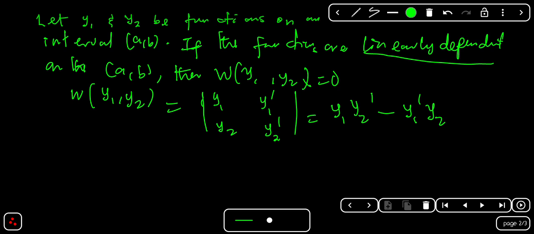Let's say after finding the Wronskian of the given functions, you get 0. That shows that the two functions are linearly dependent. Otherwise, if you don't get 0, that shows that they are linearly independent. Do you understand what I'm saying now? Okay, so let's solve the first three questions. All right, let's move to the new page.